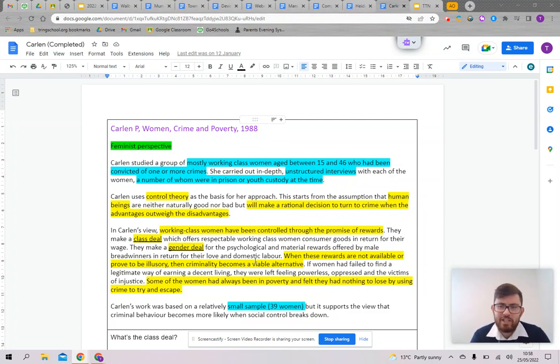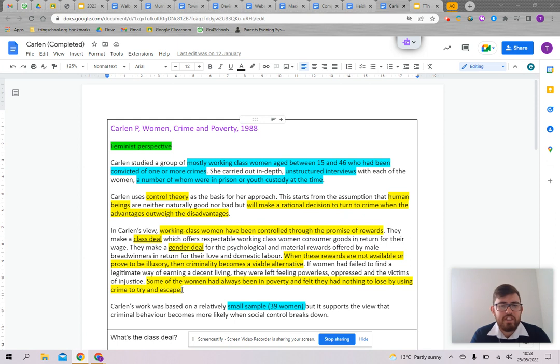Okay, they make that rational decision. They control their own destiny and actually go ahead and commit crime because that is the only viable alternative. Now, oh, lights have gone out again. So, if women fail to find a legitimate way of earning a decent living, they're left powerless and they basically feel victimized by society. So, they will commit crime.